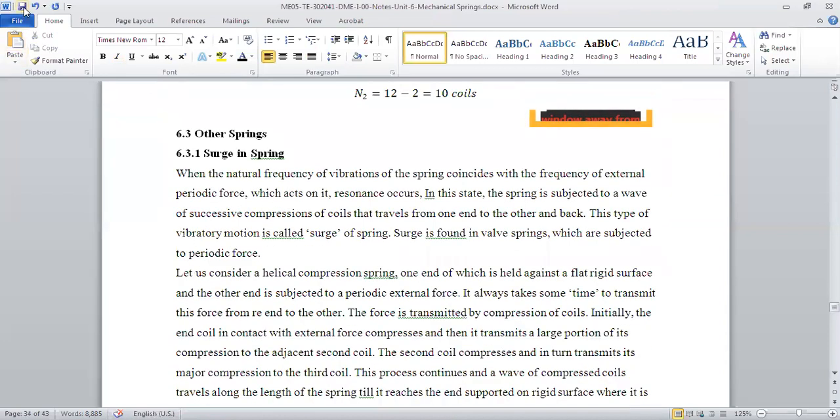We'll go through what is surge in a spring in a few minutes, and then we will stop for today. And then tomorrow we'll have the last lecture. Okay. So now, what is surge in a spring?